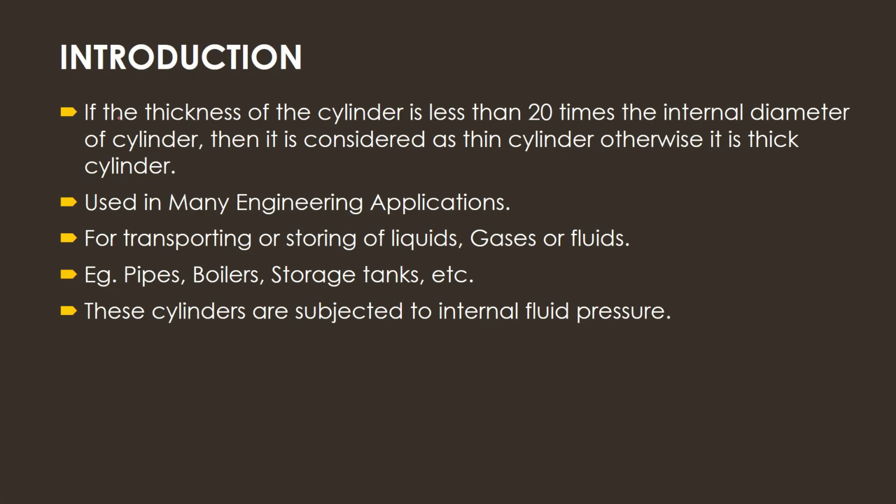So here is the introduction. Let me read the point here. If the thickness of the cylinder is less than 20 times the internal diameter of the cylinder, then it is considered a thin cylinder. Otherwise, it is a thick cylinder. That means the thickness of the metal.